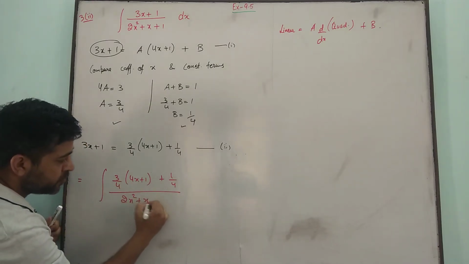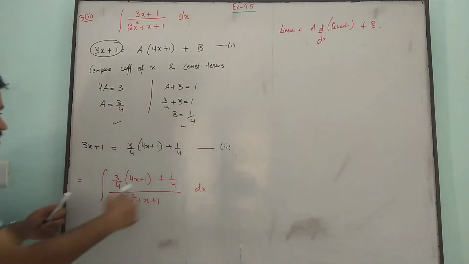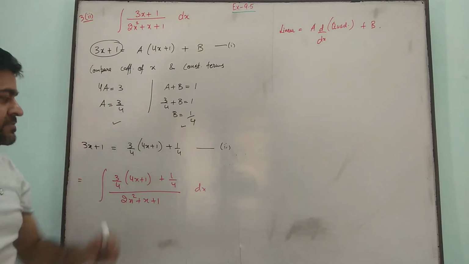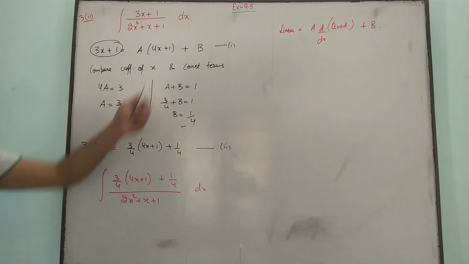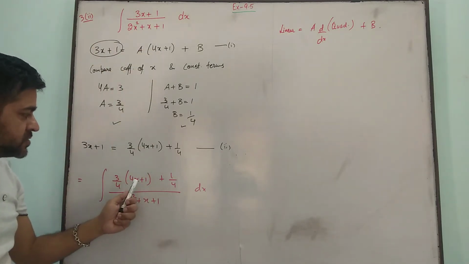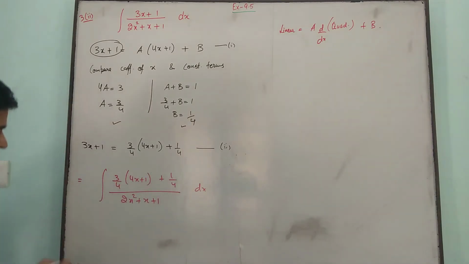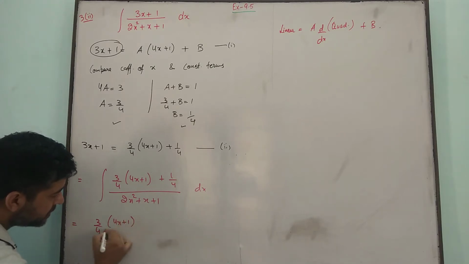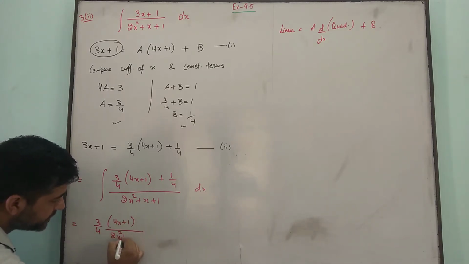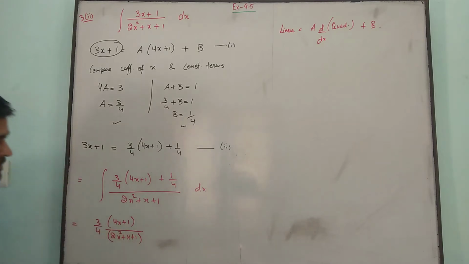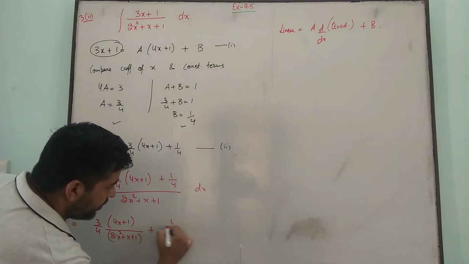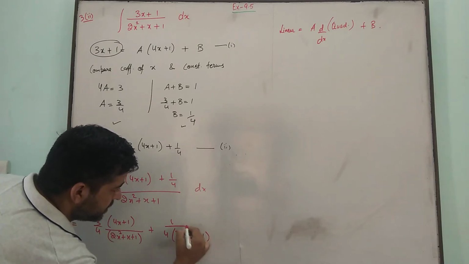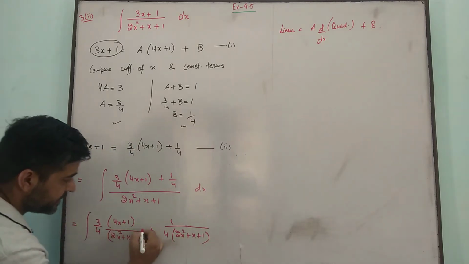See, you are not supposed to simplify the numerator here. If you simplify this numerator, you will again get only 3x plus 1. We are just doing this method to bifurcate the numerator so that we can separate it. Now separate it, that is 3 upon 4, (4x plus 1) divided by (2x square plus x plus 1), separate, and 1 upon 4, 2x square plus x plus 1, separate. So integrate it separately.